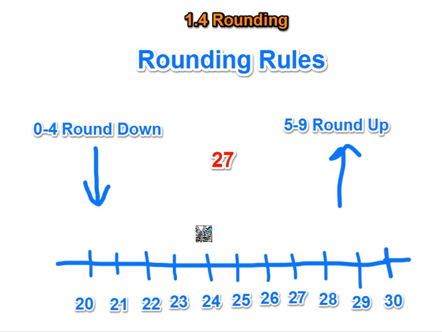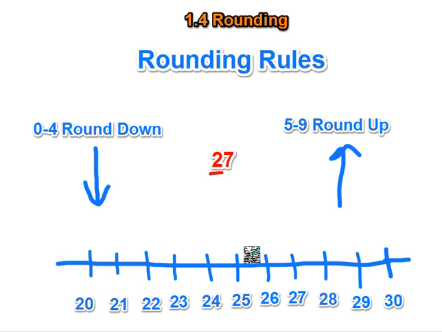Okay, for my number 27 here, we're going to round to the nearest 10. So the first thing you do when you round, if we're rounding to the nearest 10, is we're going to underline the tens place on this number. So you can see here the 2 is in the tens place, so I'm going to underline the 2.